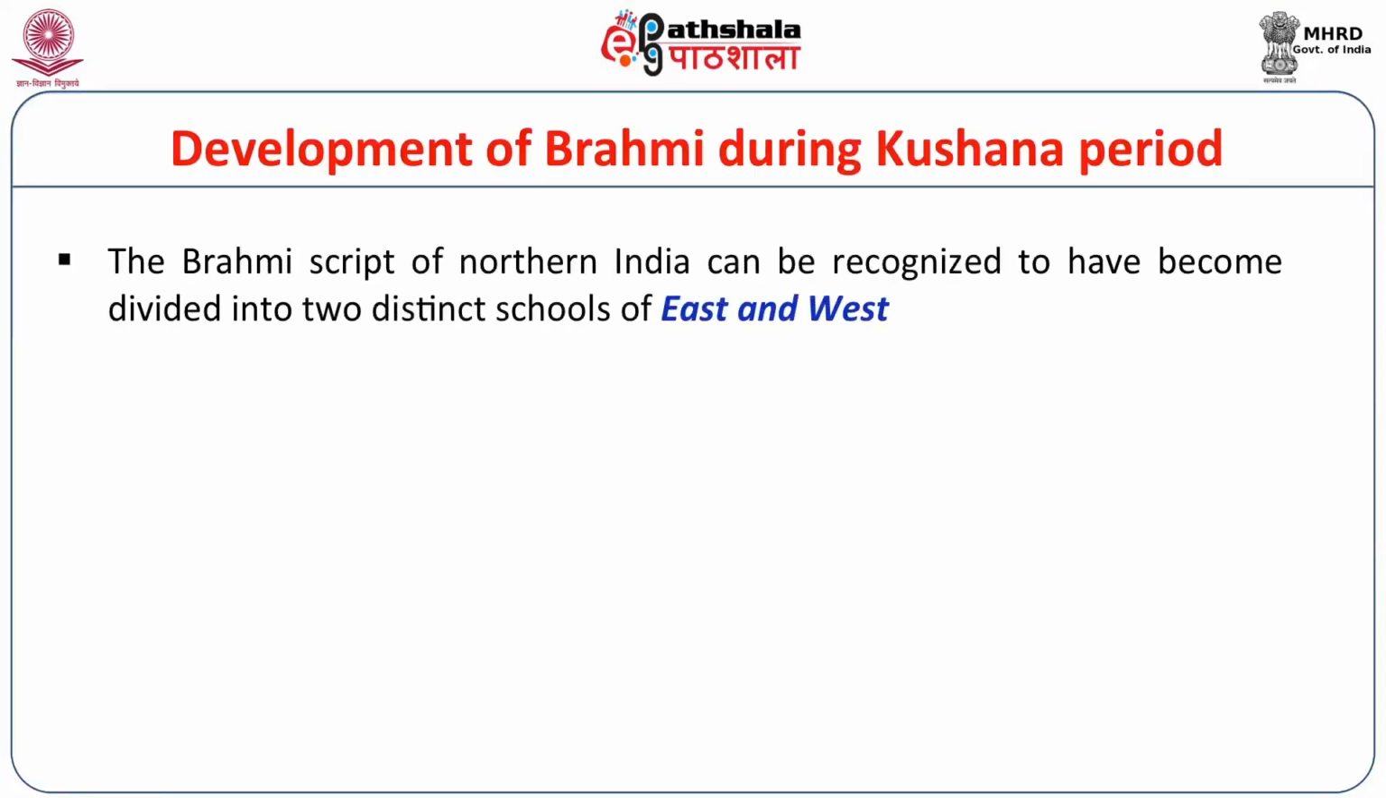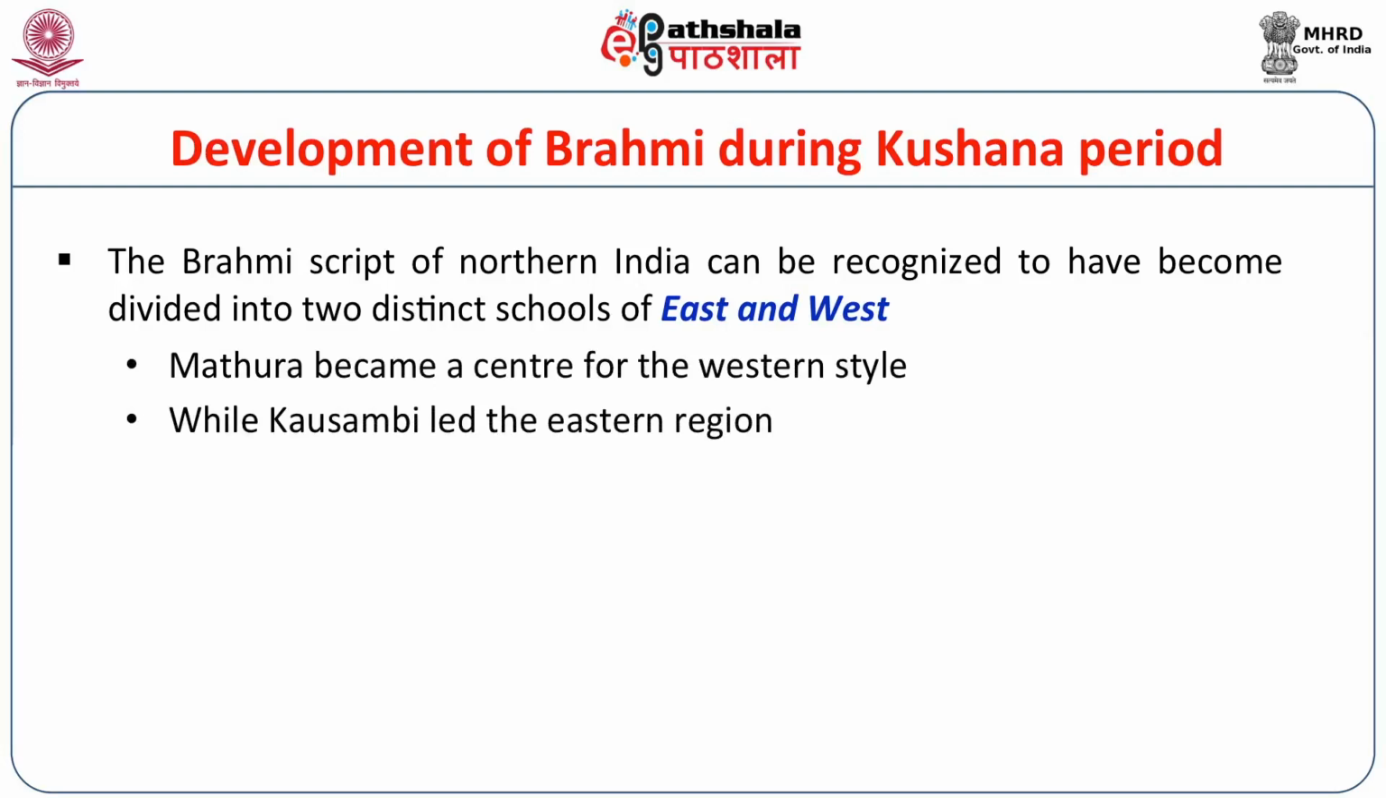Now the Brahmi in the earlier phase, as you know, had no regional variations, but subsequent paleographers, when they could see a large number of inscriptions coming from different directions, tried to notice changes in the formation of letters. Now the Brahmi script that is found, they tried to classify into east and west. That is, Mathura became the center for the western style, and Kaushambi led to the eastern region.